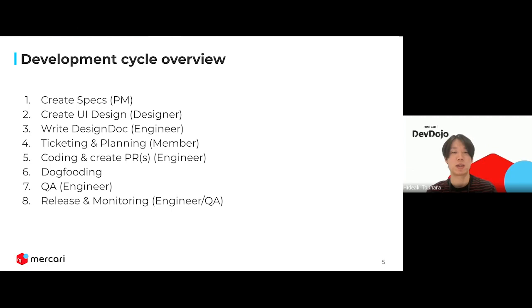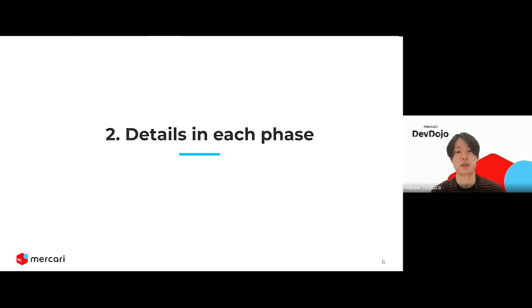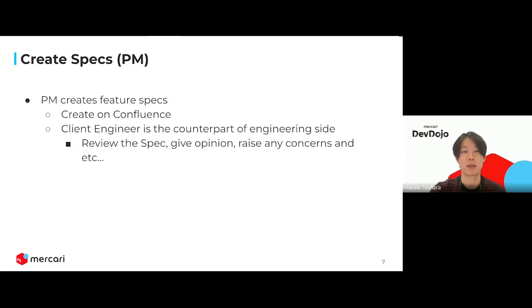The next step is to write code and create PRs. After that, we have dogfooding and QA. These are somewhat similar, or the objective is similar. With these steps, we want to make sure that we are doing quality control, that everything is working and functioning the way we hope it to. And finally, we release the feature and then monitor the feature to make sure that no major issues are occurring. And that is just a summary of the review, but I'd like to go into detail for each phase.